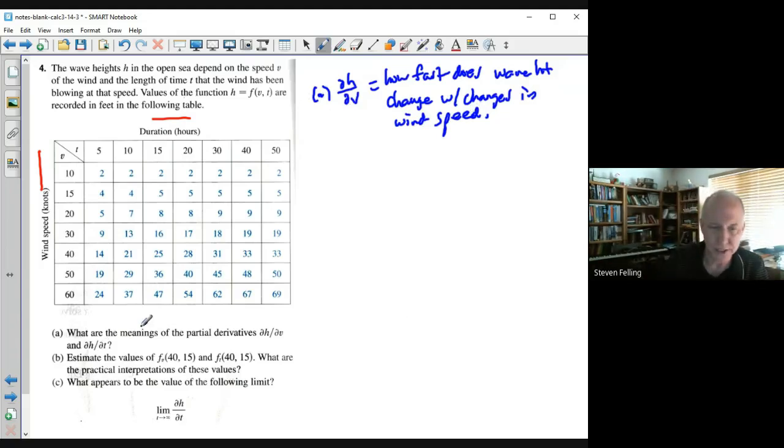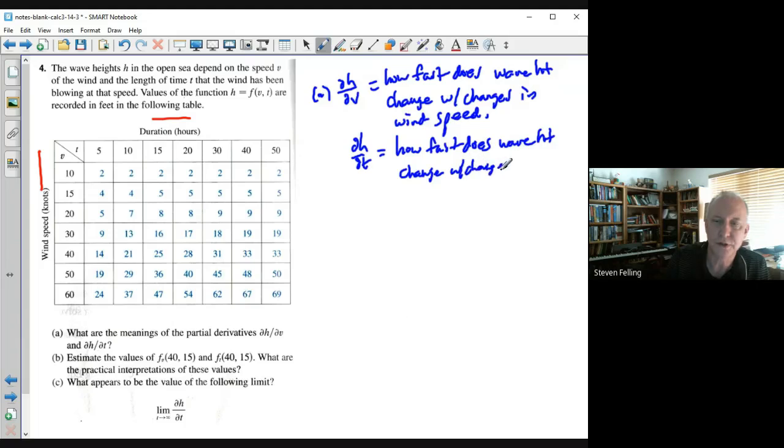Okay, and then dHdt, the partial derivative, would be how fast does wave height change with changes in duration. The wind is blowing for a certain amount of hours. So for every additional hour that the wind has been blowing, how does the wave height respond? How fast is its height changing?